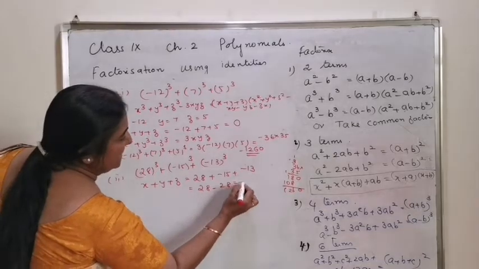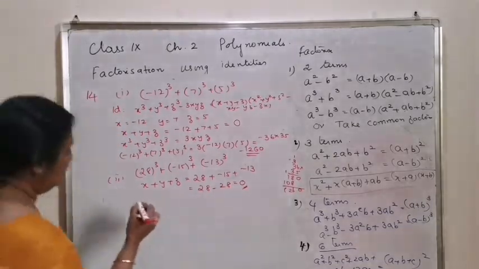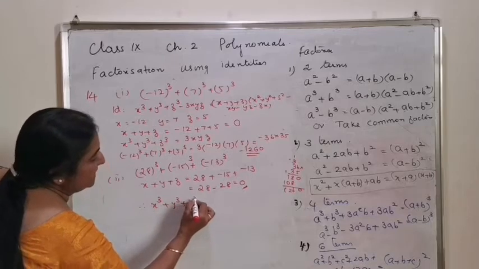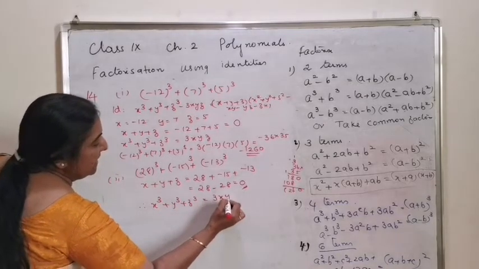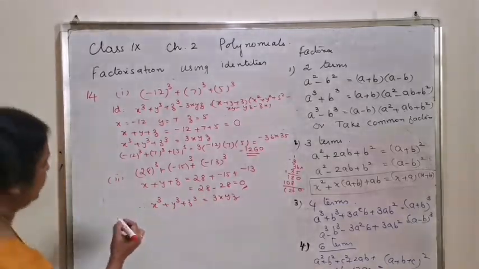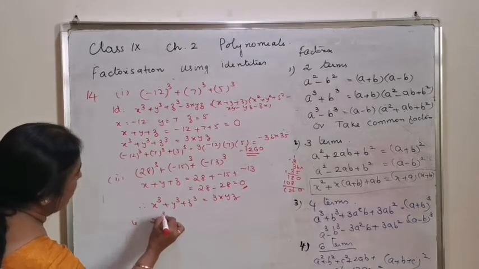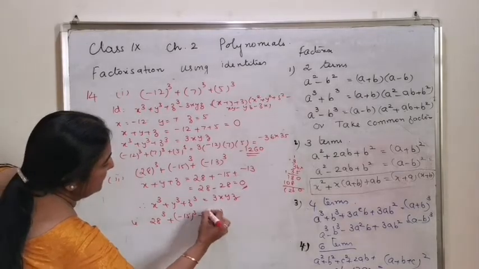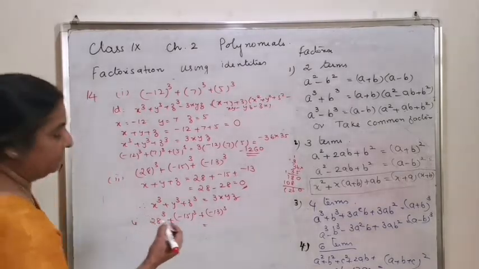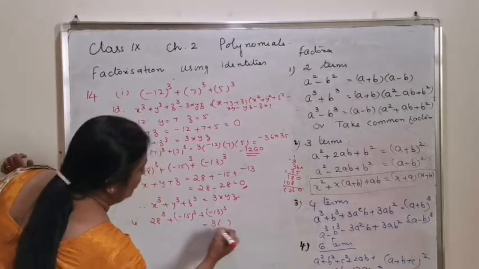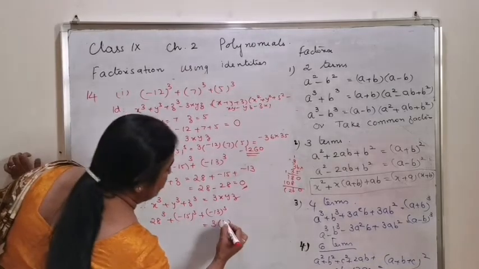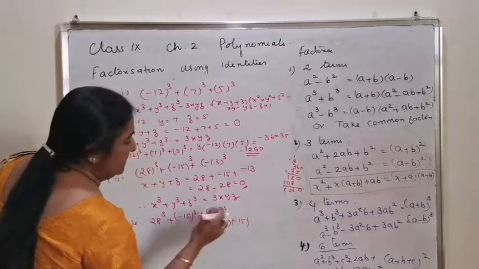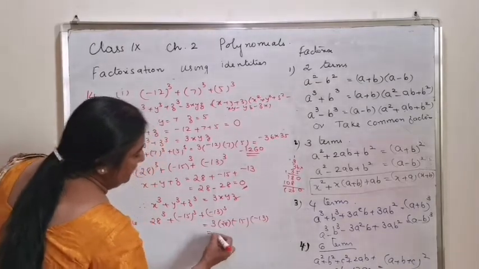Similarly, in the same way, x plus y plus z is equal to 28 plus minus 15 plus minus 13. 28 minus 28 is equal to 0. Therefore, x cube plus y cube plus z cube will become 3xyz. That is 28 cubed plus minus 15 cubed plus minus 13 cubed will become 3 into your x value is 28, your y value is minus 15, z value is minus 13.